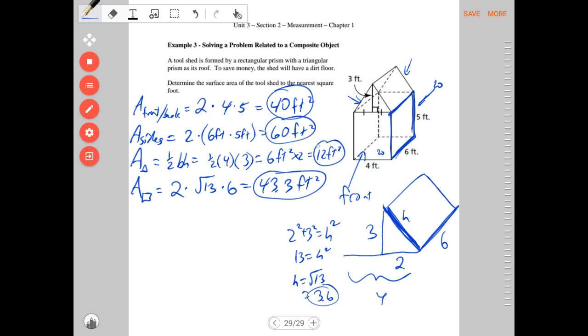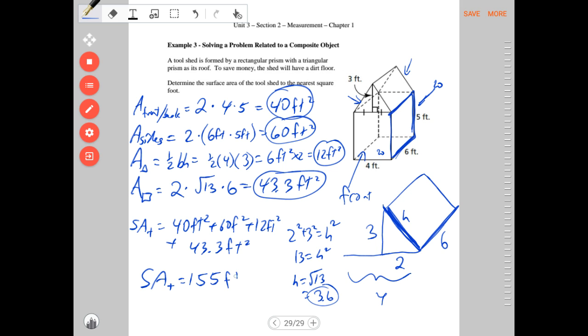So now we just add up all the areas together. So the surface area total, okay, so 40 square feet plus 60 square feet plus 12 square feet plus 43.3 square feet. So the surface area total works out to 155 square feet. So I know that was tricky. There was a lot of stuff there. None of it was particularly hard. We just had to do a little bit of thinking.